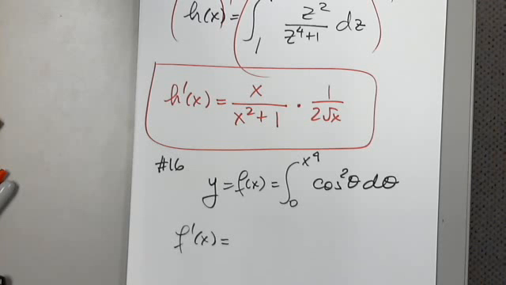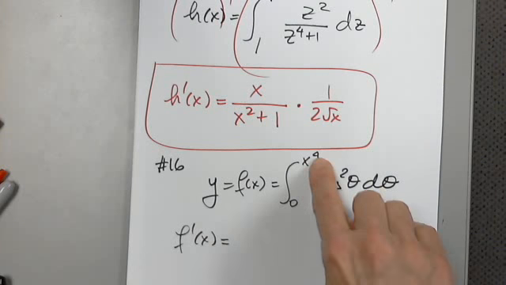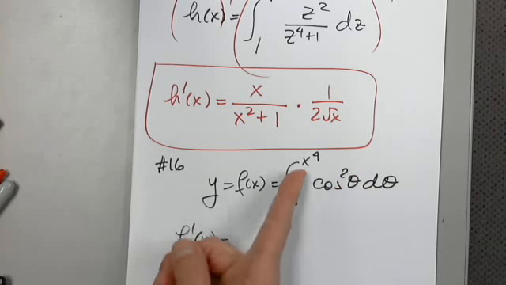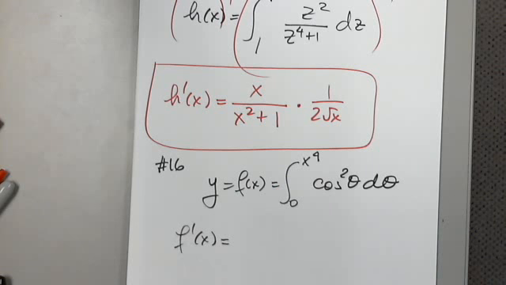Two things I have to make sure. Is this a constant, the lower limit? Yes. And is that plain x? No, it's not plain x. So I have to multiply by the inner function prime. So how do I write the answer then?